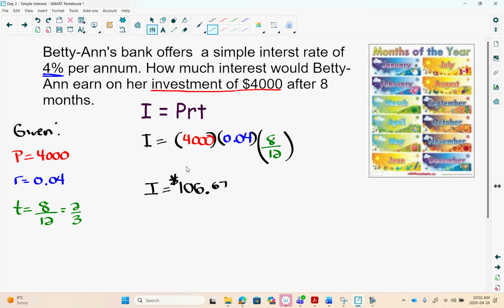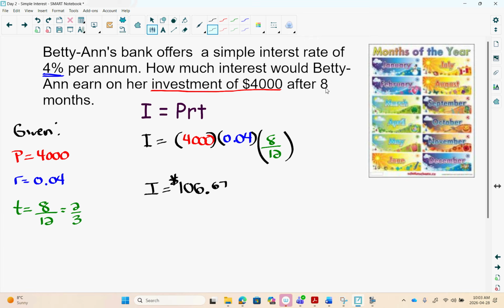So how much interest did Betty Ann earn? $106.67. She'd have $4,106.67 in the bank after 8 months. That's not bad. She didn't really do anything. She just put money in the bank. You might say, oh, it's only $100 or $106, but better than nothing. Right?